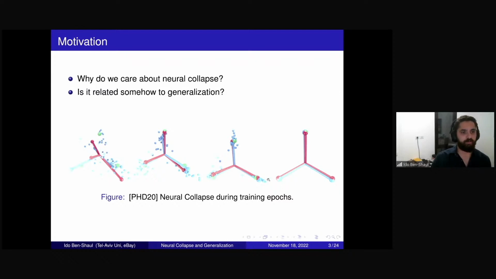So why do we care about neural collapse, and can we relate it somehow to generalization? Now, I'd like to point out that we can actually measure the amount of clustering that's happening in the epochs and in the intermediate layers. We're going to see this soon.